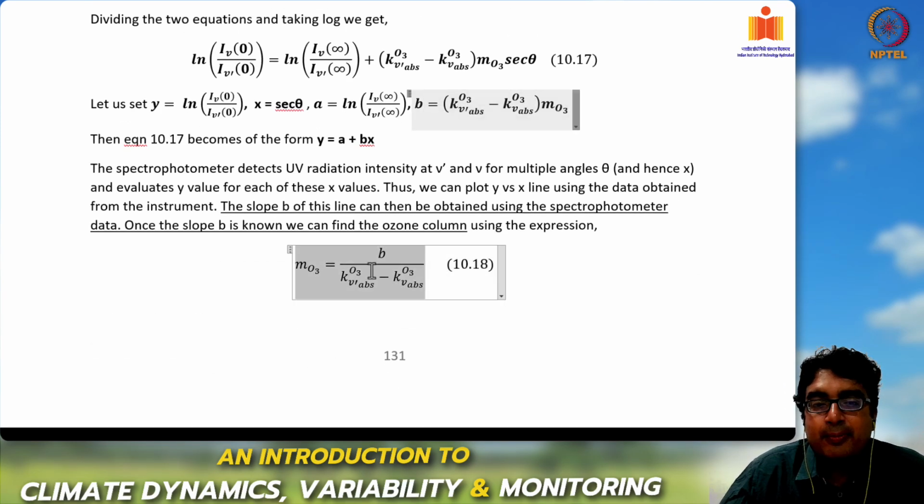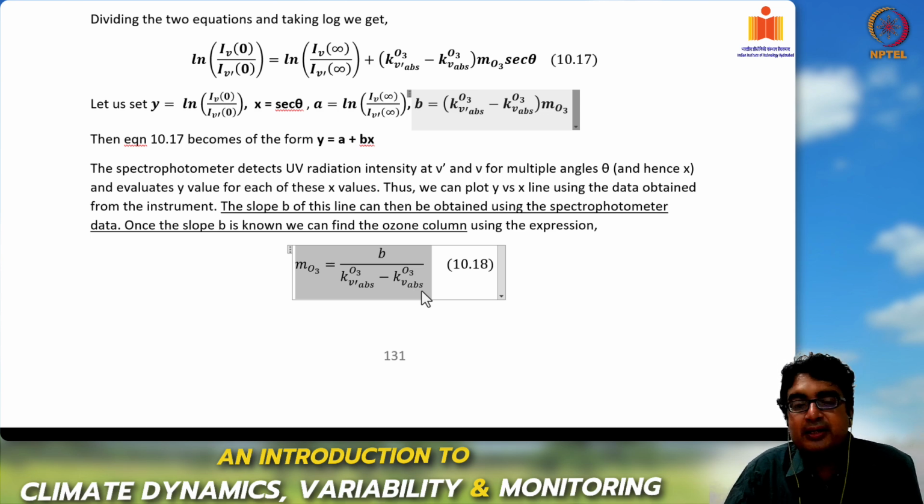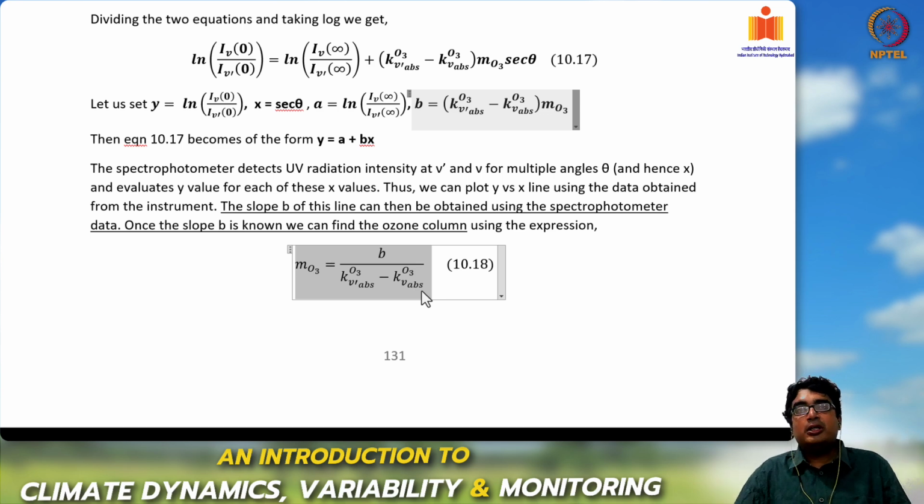From this, we can get the column of ozone as the slope divided by the difference between the mass absorption coefficients of ozone. So, the column of ozone is equal to the slope of this empirically obtained straight line divided by the difference in the mass absorption coefficient of ozone. And the mass absorption coefficient of ozone for these two frequencies can be measured separately and we can evaluate them. Hence, we can get the value of the column of ozone. So, this is a very convenient way to continuously measure ozone concentration in a certain location using the Dobson spectrophotometer.